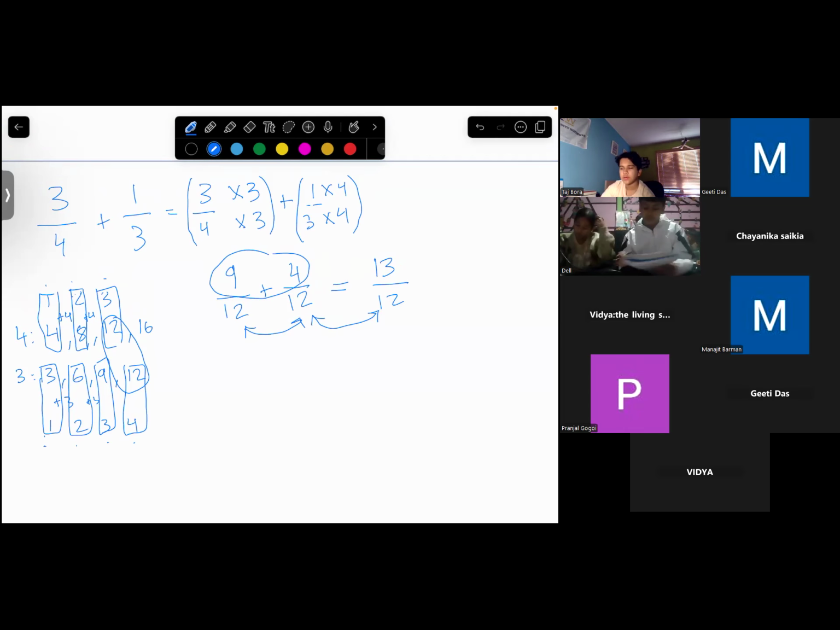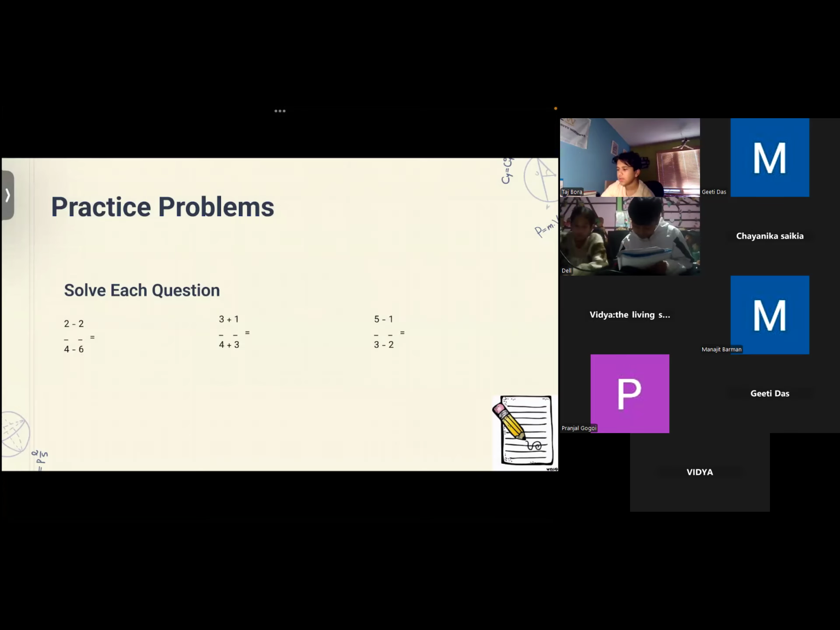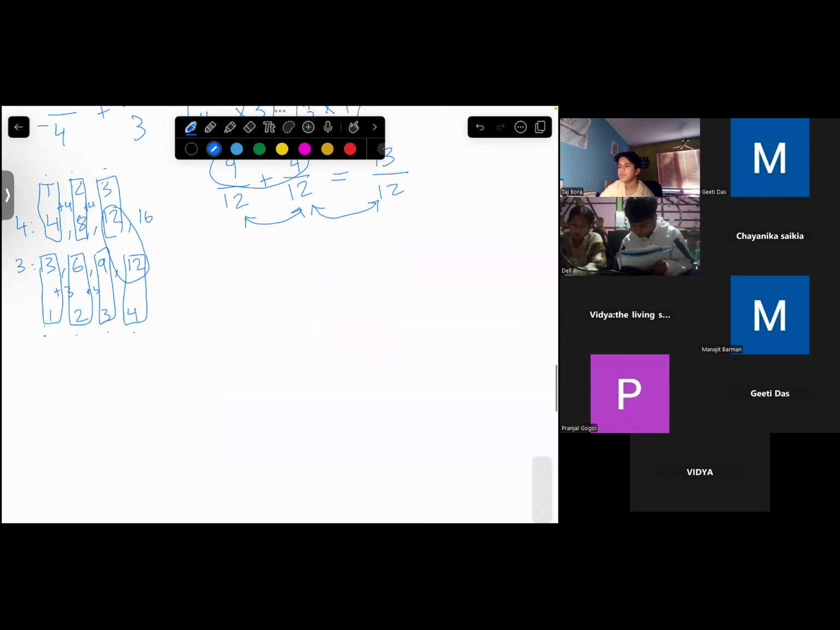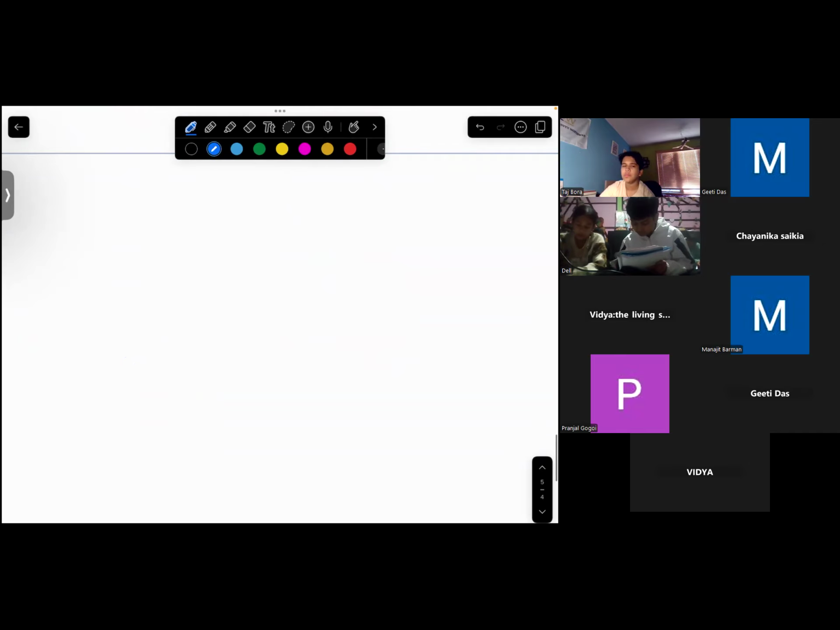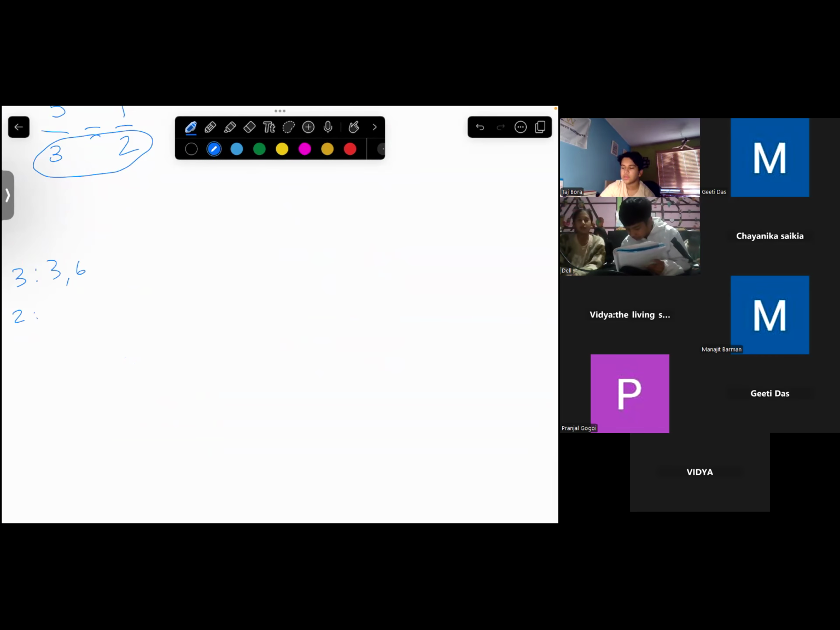So now I will show the third question, 5/3 minus 1/2. Even though the top is bigger than the bottom, you can still use the same rule. So the denominators are 3 and 2, and we want to get them the same. So we write 3 here, 2 here. 3 plus 3 is 6, 2 plus 2 is 4. 6 plus 3 is 9, 2 plus 4 is 6.